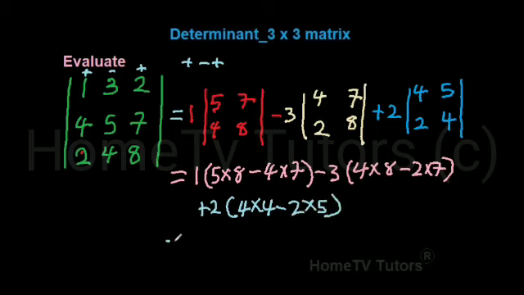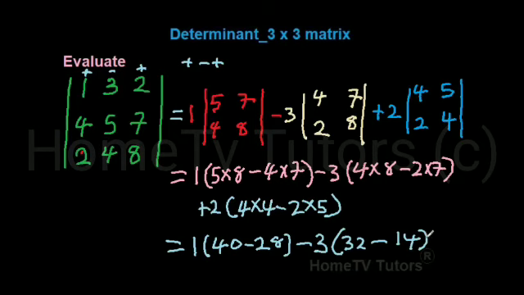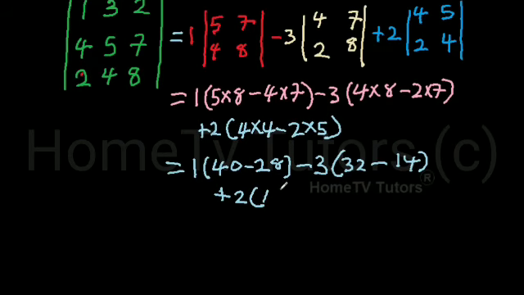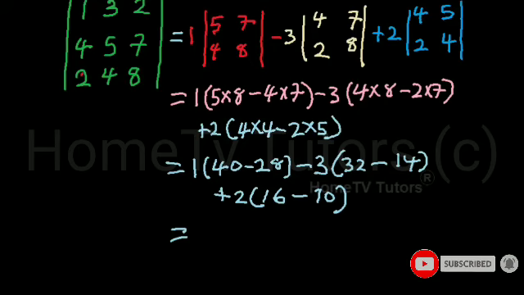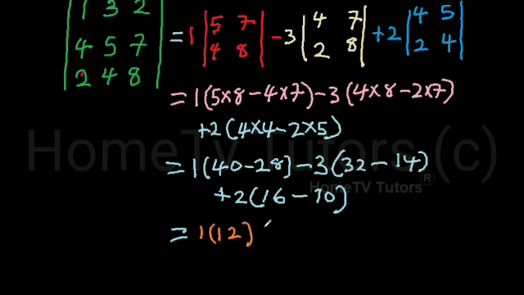So now we have 1 bracket 5 times 8 is 40, 4 times 7 is 28, so minus 28, bracket, minus 3, 4 times 8 is 32, minus 2 times 7, which is 14, bracket, plus 2, bracket, 4 times 4 is 16, minus 2 times 5, which is minus 10. So now we have 1, bracket, 40 minus 28 will give us 12, minus 3, 32 minus 14 will give us 18, then plus 2, 16 minus 10 will give us 6.